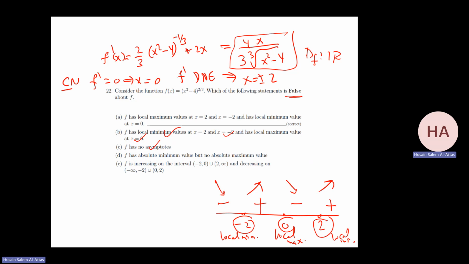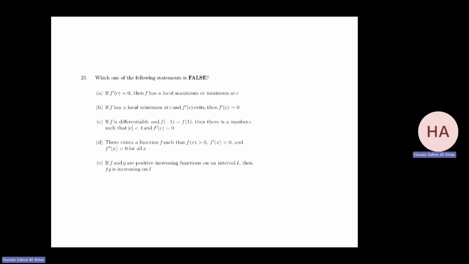I will need to graph the function to do this. Let me concentrate on 4.3. Increasing from minus 2 to 0, yes. 2 to infinity, yes. Decreasing from minus infinity to minus 2, and 0 to 2. Yeah, so this is the negative. This is the wrong one. Which of the following statements is false?